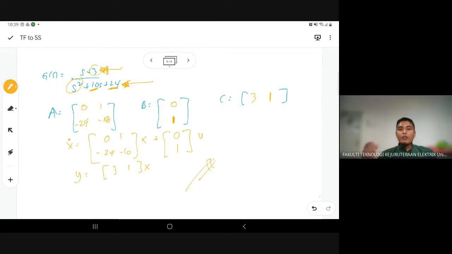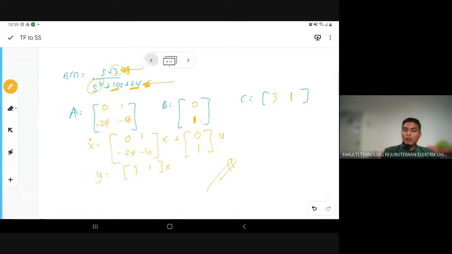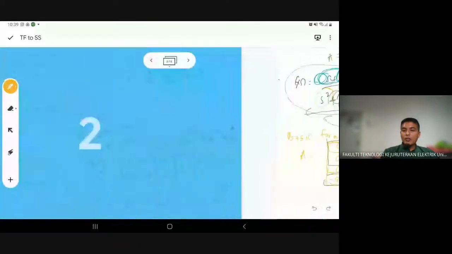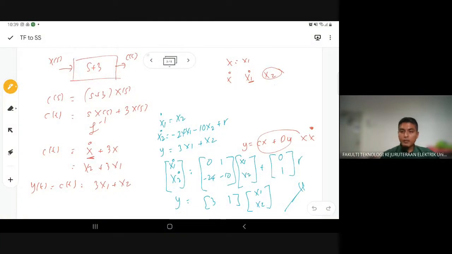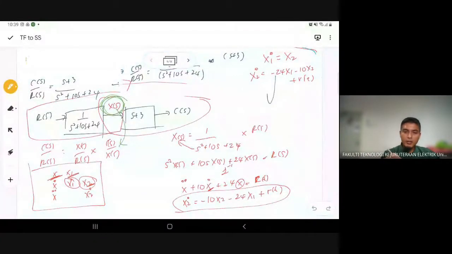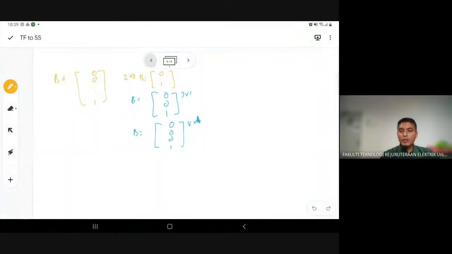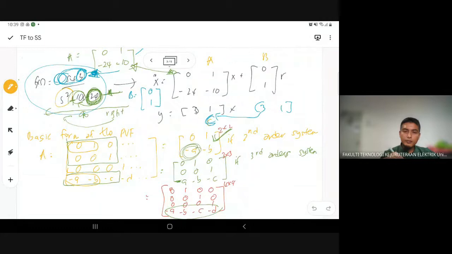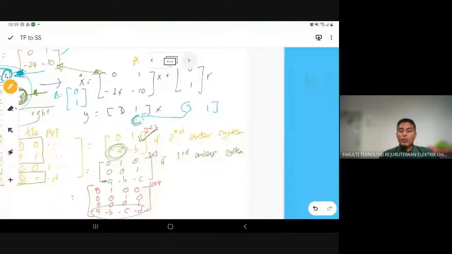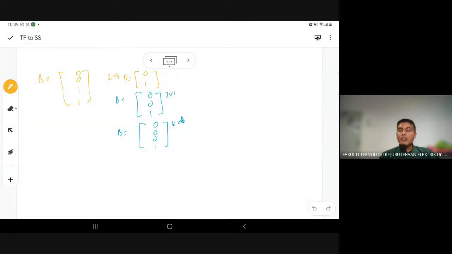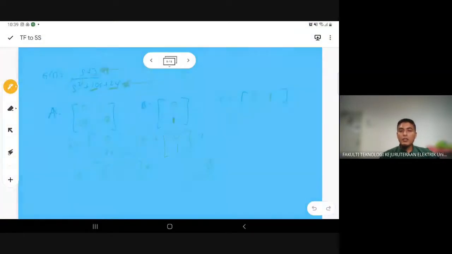You can choose which method you want. You can choose the derivation way, something like this, method number 1, or you can choose method number 2. It depends on the question. If the question does not mention it, you can use method number 2. If the question mentions it, then you use method number 1.